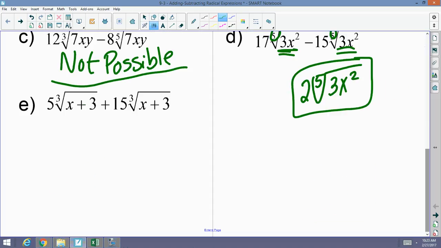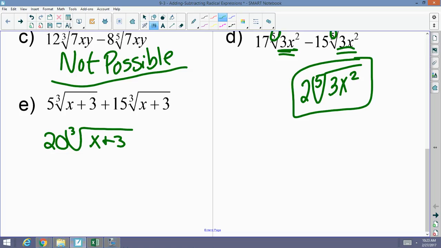How about this one? 5 cube roots of x plus 3 plus 15 cube roots of x plus 3. Can we add these together? Do they have the same index? Do they have the same radicand? So absolutely. So in total, I have 20 cube roots of x plus 3. We're just adding the coefficients because this is just like adding like terms.